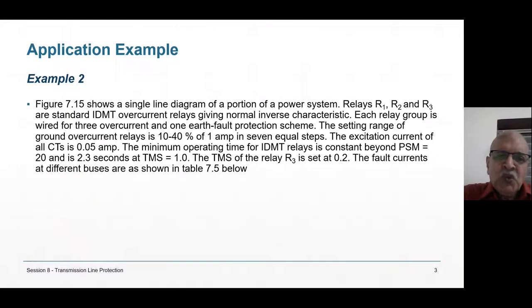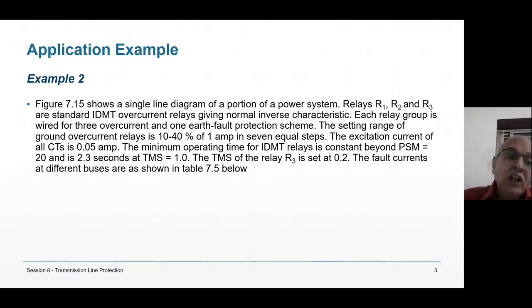Example 7.15 shows a single line diagram of a portion of a power system. There are three relays, R1, R2, R3, which are normal inverse IDMT overcurrent relays, giving normal inverse characteristic. Each relay group is wired for 3 overcurrent and 1 earth fault relay. So now we are going to plot a 3-phase diagram. The setting range of ground overcurrent relays is 10 to 40% in 7 equal steps, that is 10, 15, 20, 25, 30, 35, 40. And 1 ampere is the secondary current.